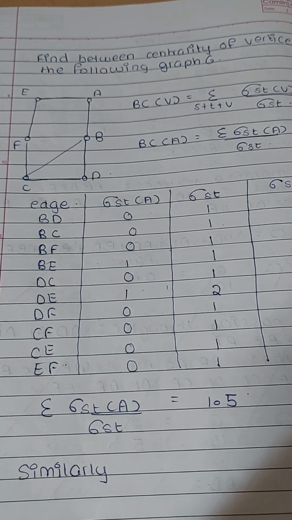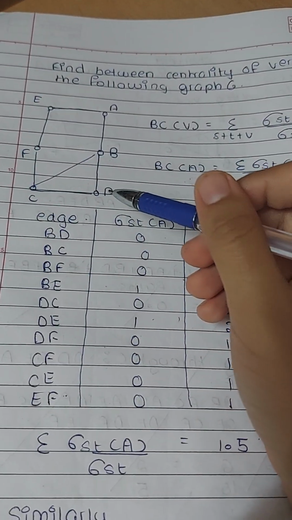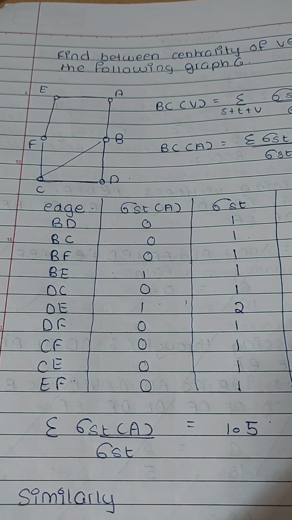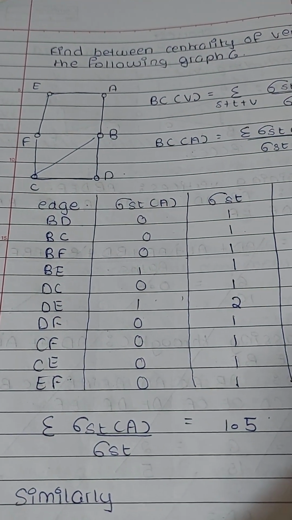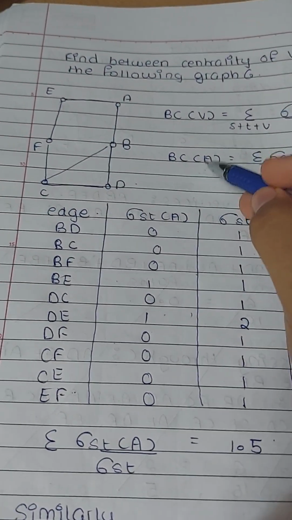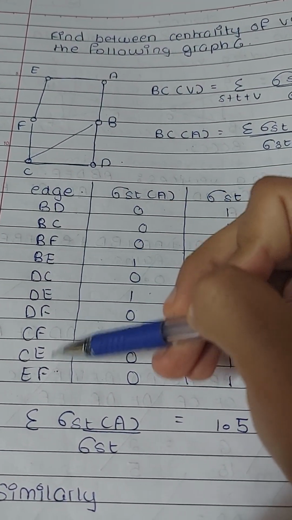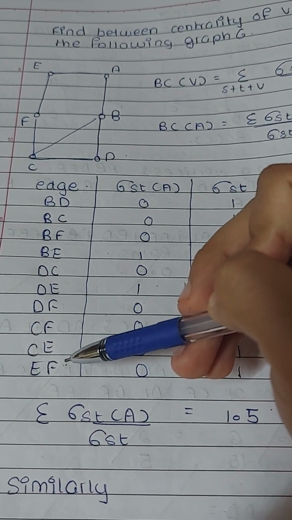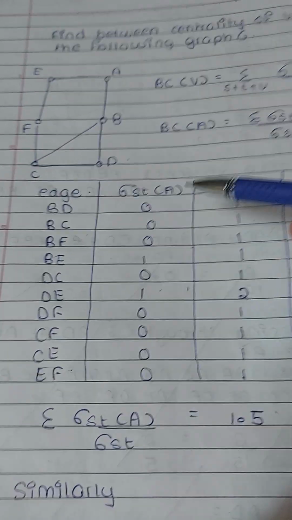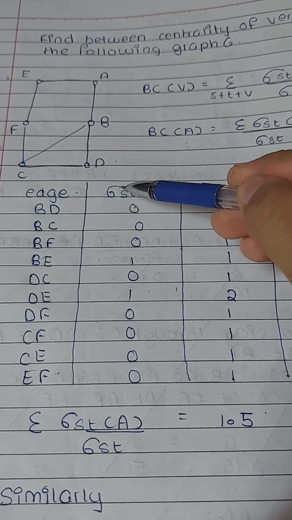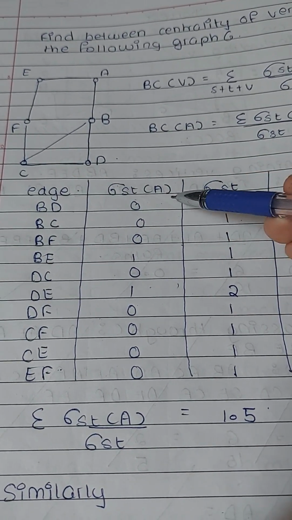Alright, so let's do betweenness centrality. So we have been given this particular graph and we need to compute the betweenness centrality of, say, a particular vertex A, right? So the first step is to list down all the edges which do not contain A. Alright, next we compute this particular column, that is sigma STA.